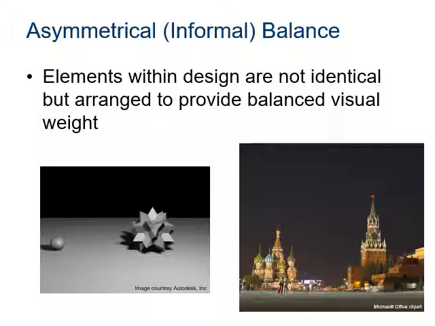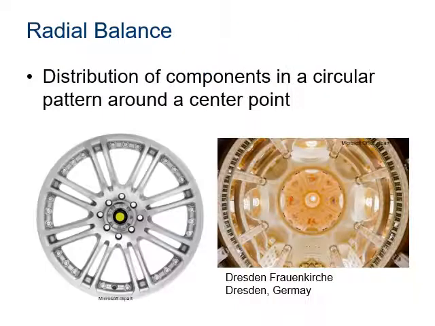The image at the bottom right is in Red Square, in Moscow. These are two very different images, or two different buildings, inside Red Square. At the left, with the onion-shaped cupolas, is a cathedral, but then at the right, there's a taller, narrower building. So these images are not identical on the left and right, but they're still fairly well balanced, because the one on the left is shorter and wider, and the one on the right is taller and thinner.